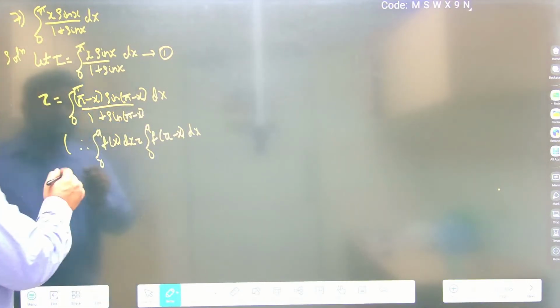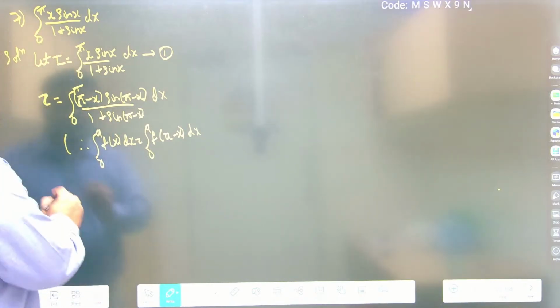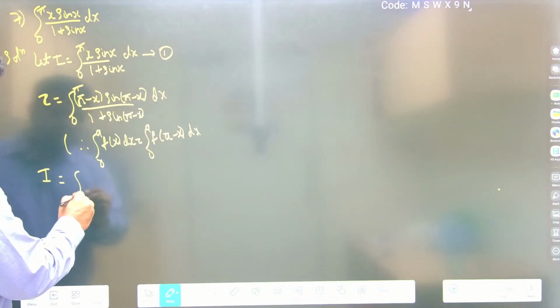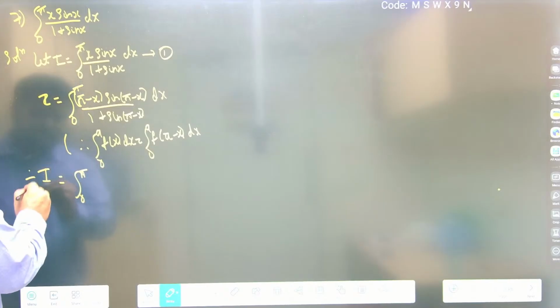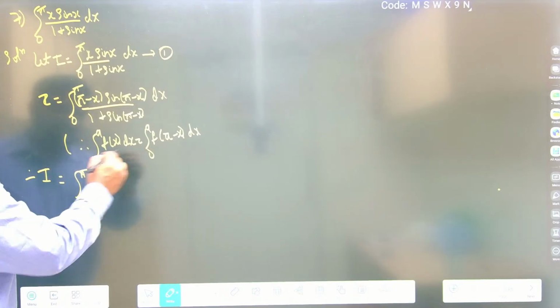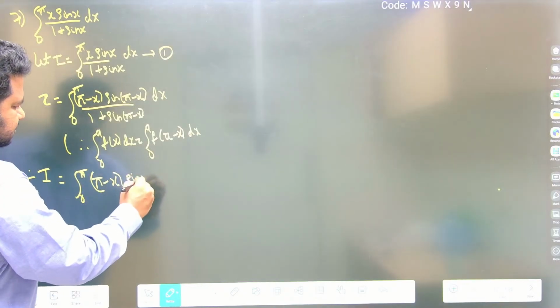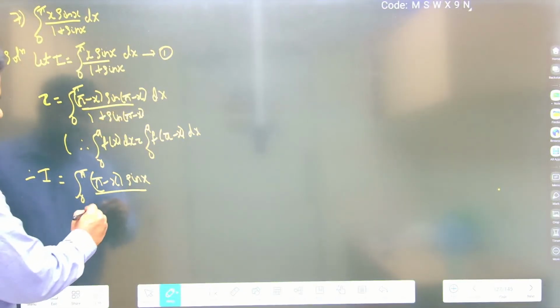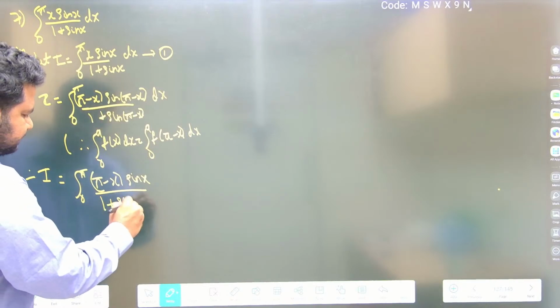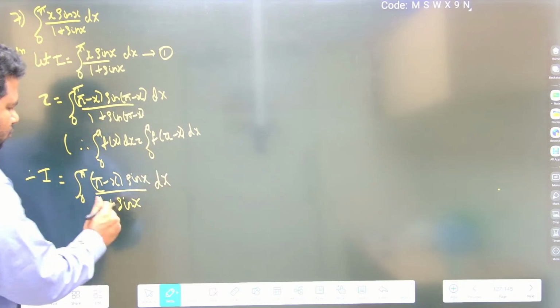So this will become what? Sin of 180 minus theta is sin theta. So I is equal to integral 0 to pi, pi minus x, and sin of pi minus x is sin x, so it remains sin x, by 1 plus sin x dx. Let us separate it.